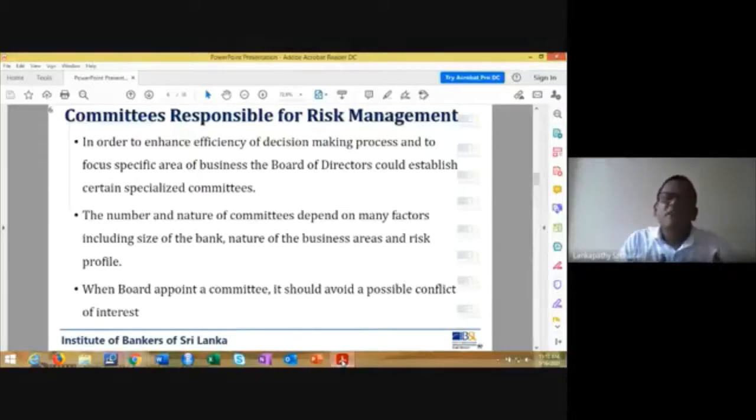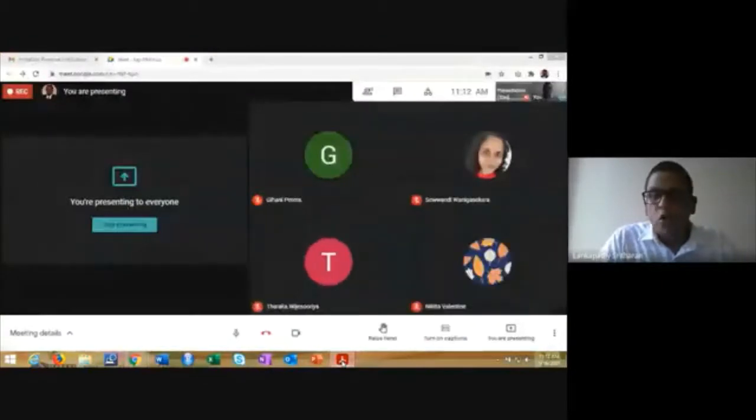What is the meaning of conflict of interest? Actually, there are always questions on this. What is the meaning of conflict of interest in a bank and financial institution or any company?